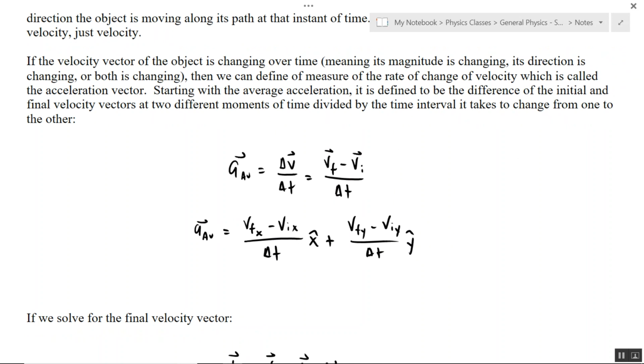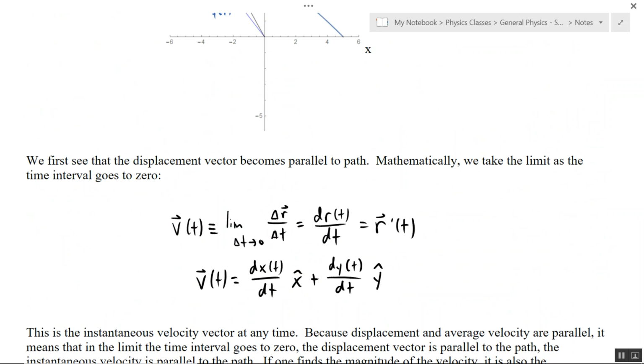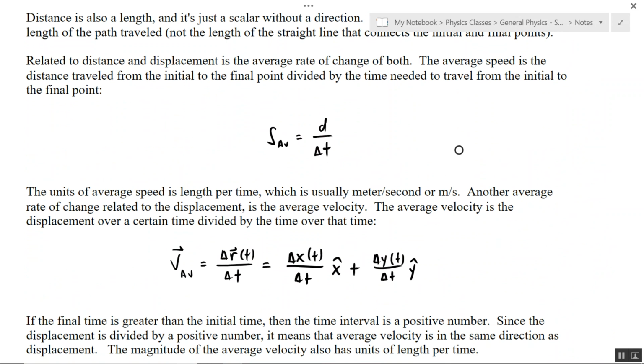And the one thing I should say about the velocity vector, before I go to acceleration. It's a little bit weird at first, but if you think about it, it makes sense. This is the average speed, the distance divided by the time, the length of the path divided by the time. The average velocity is the displacement divided by the time. So they're not the same thing.